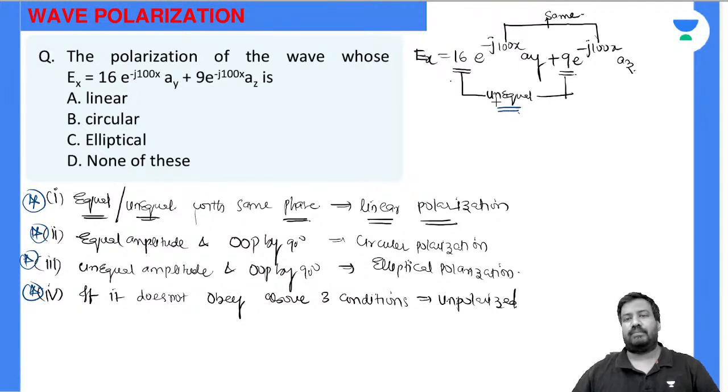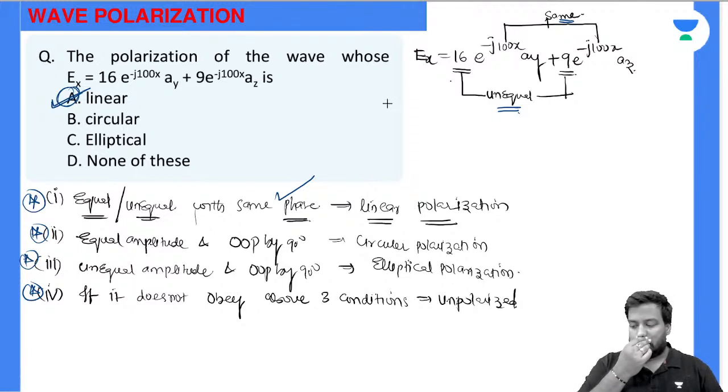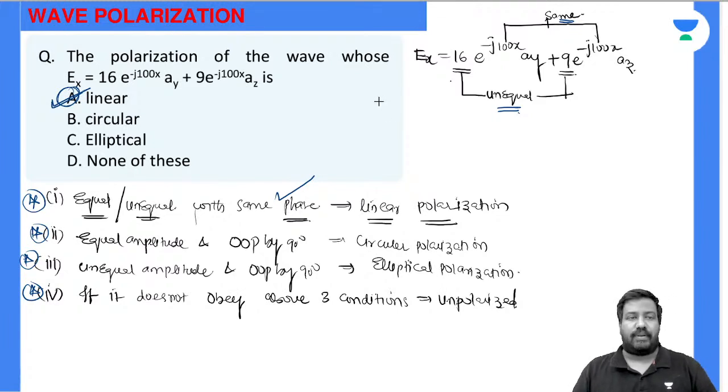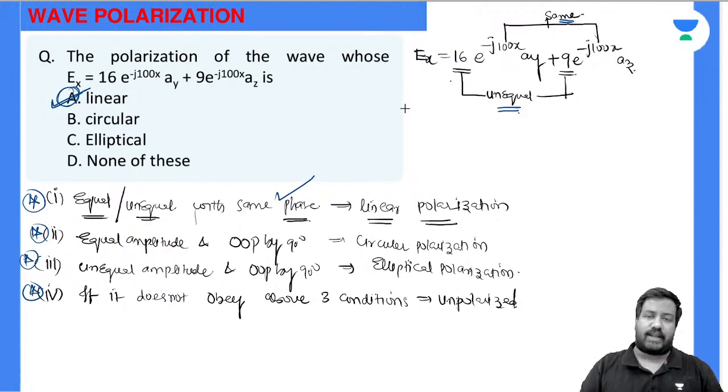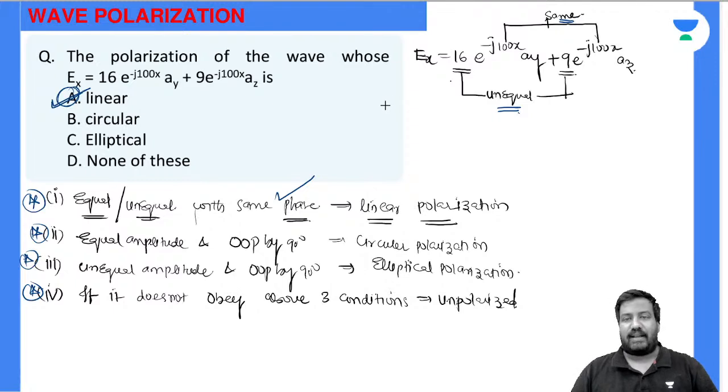Unequal amplitude and same phase. Same phase means linear polarization. Option A is the answer. This is a concept oriented question. If you know the concept, you will write the answer. There is no trial and error here, because this is purely on a concept. If you don't know that concept, you cannot attempt it. As simple as that: unequal amplitude, same phase, linear polarization.